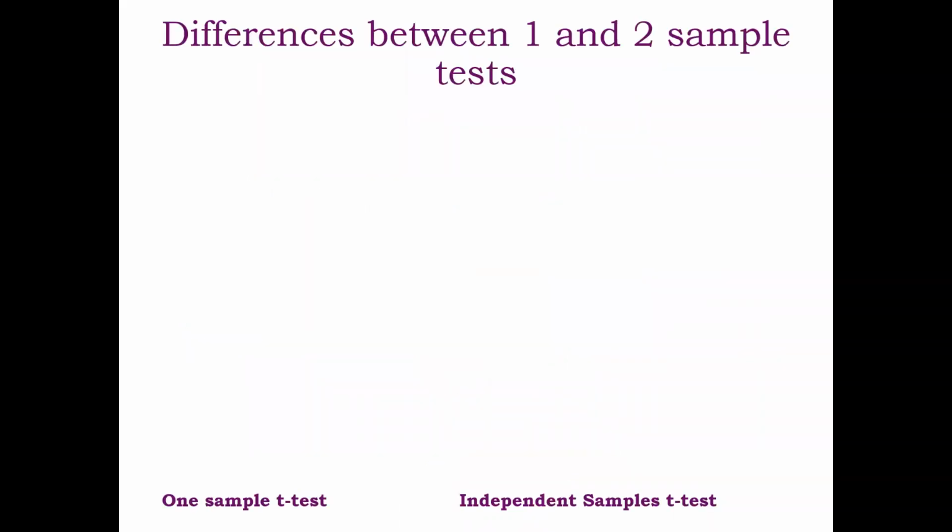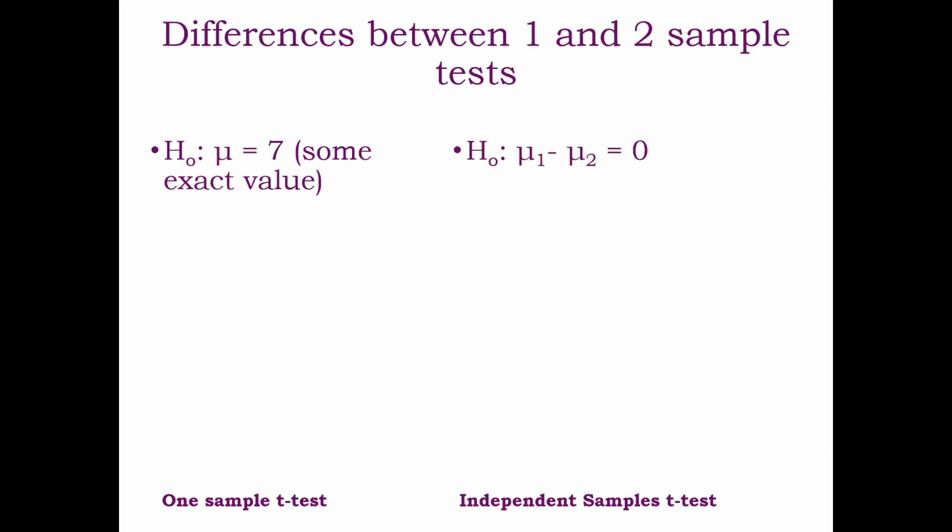So some differences between 1 and 2 sample tests. In the null hypothesis for our one sample test, as we've been doing, we just have that the mean is equal to some hypothesized value, okay? With a 2 sample test, the independent samples, the null is that there is no difference between the means, right? Mu1 minus mu2 is 0.